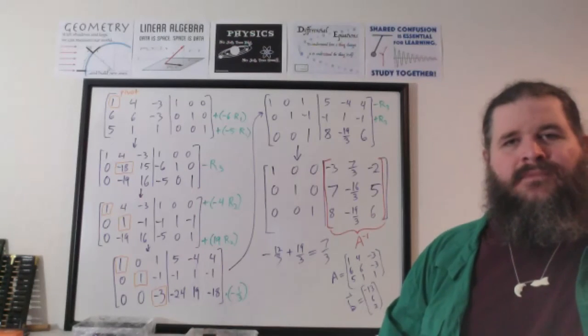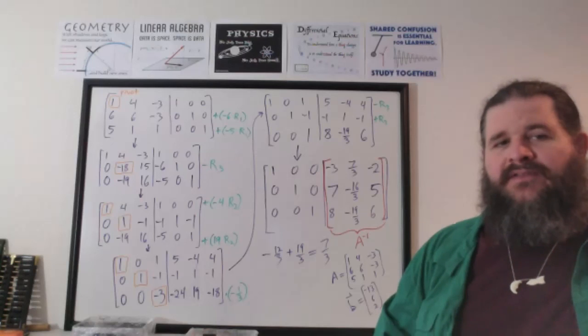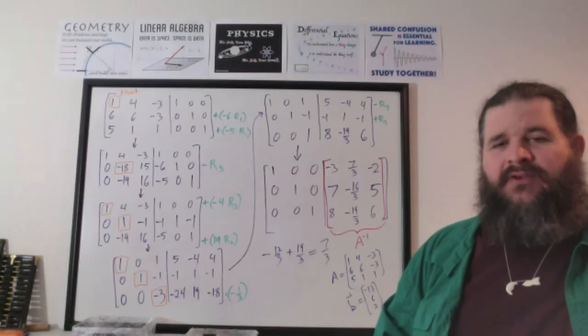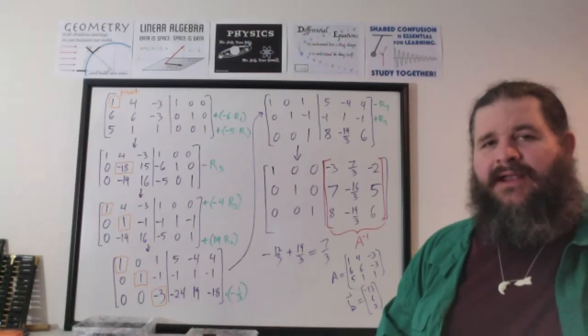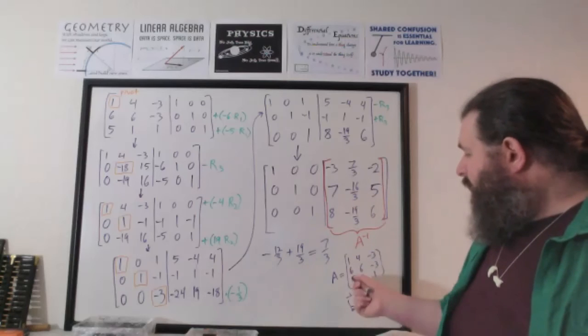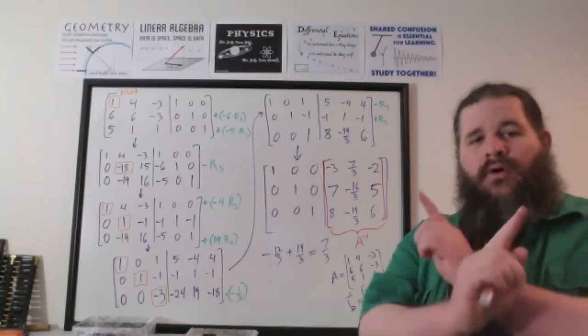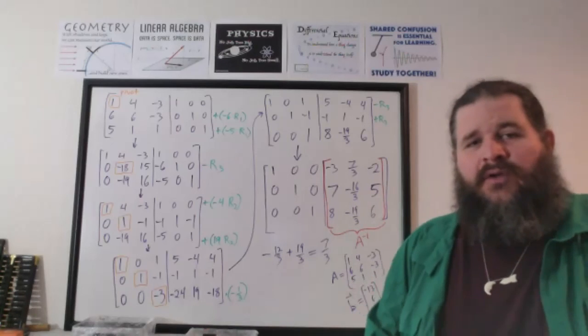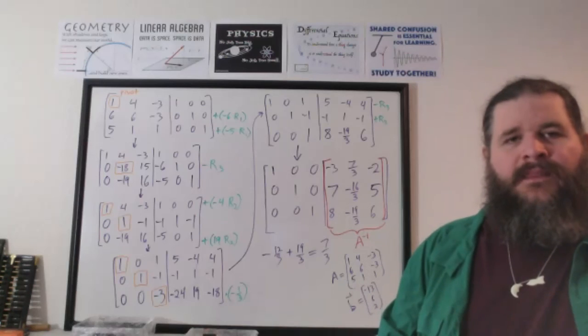The identity matrix. Right. So this is one of the nice things about finding the inverse of a matrix. If you're not sure, you can always check your answer by multiplying it by the original matrix in either order. They should both give you the same result. They should both give you the identity matrix.